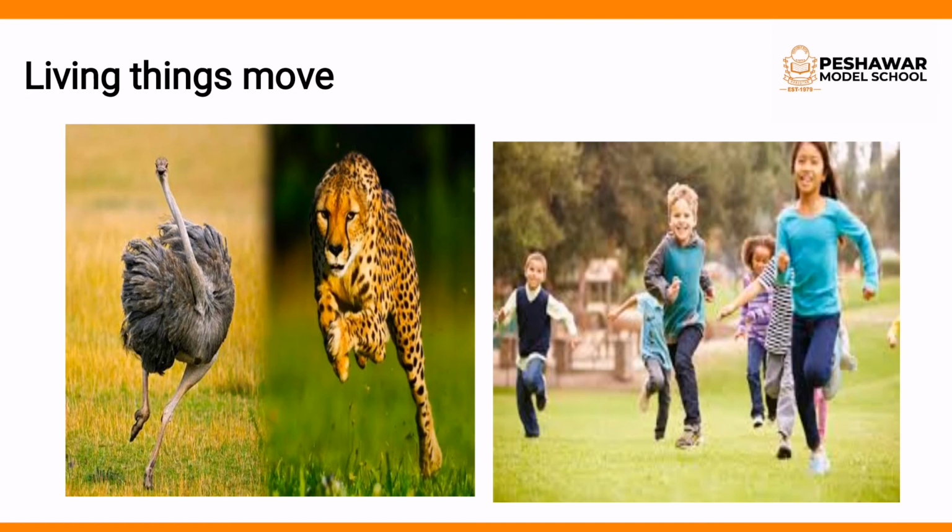Living things can move. The animals and human beings can move. That is why they are called living things, because they can move from one place to the other, and we can also move our body easily. That is why we all are living things. Animals are living things because they can move, and human beings can move. But the plants cannot move from one place to the other.